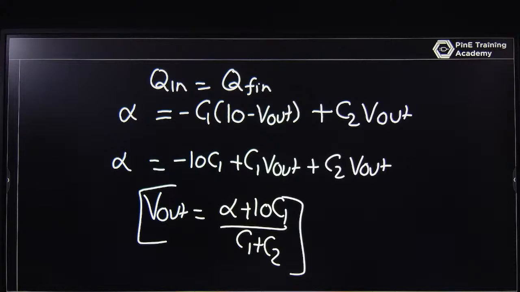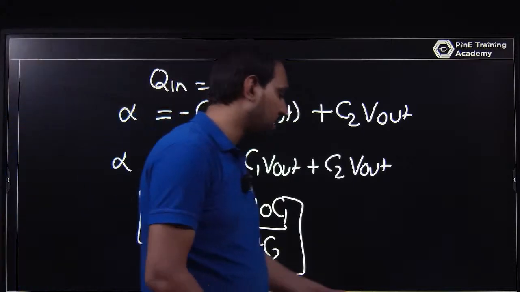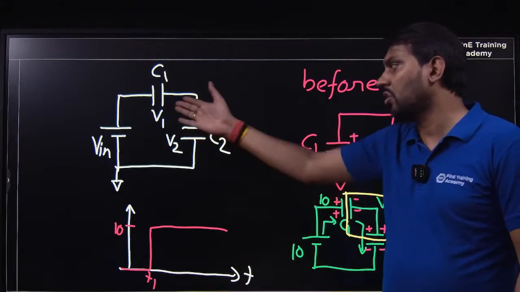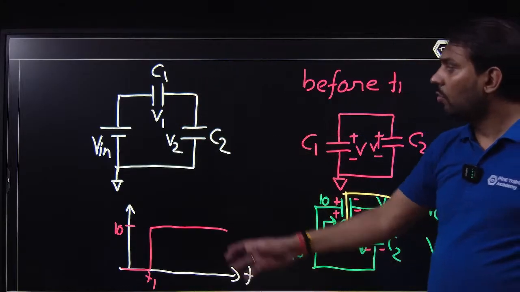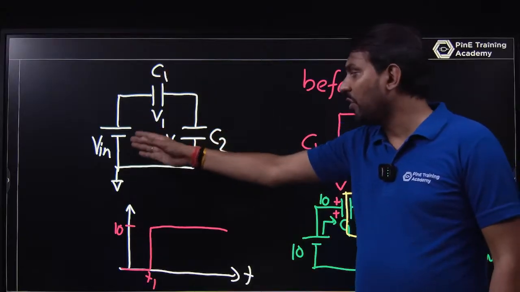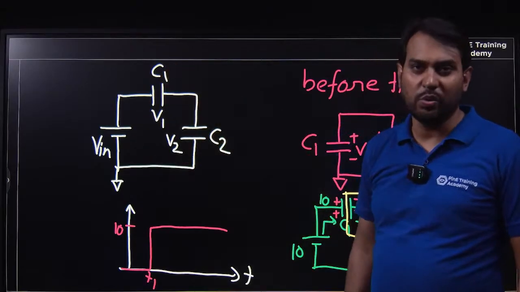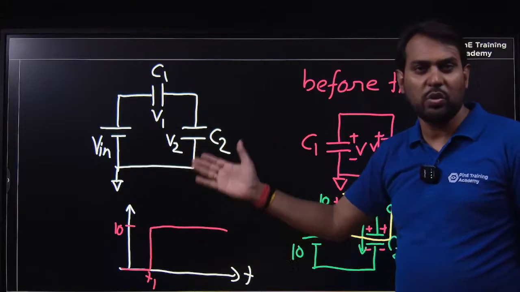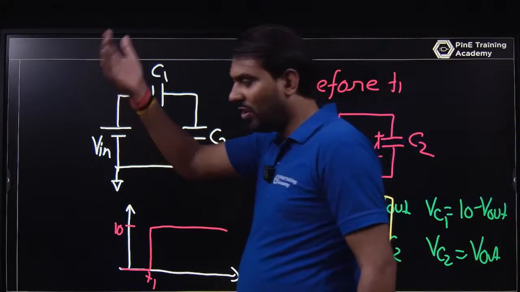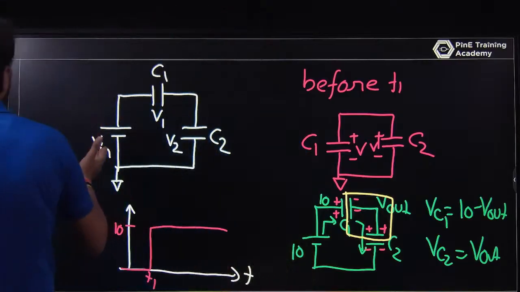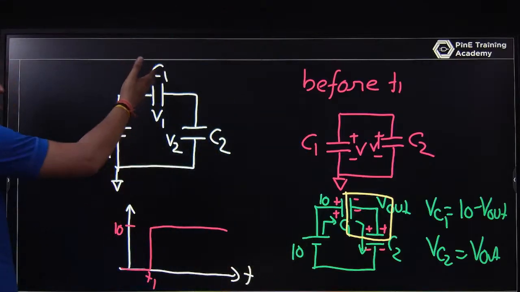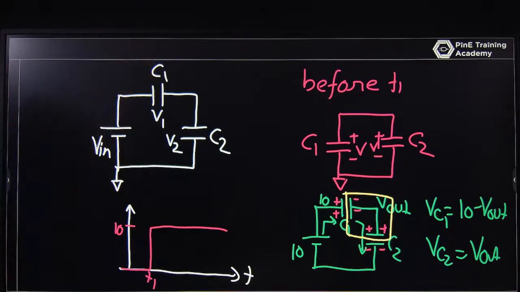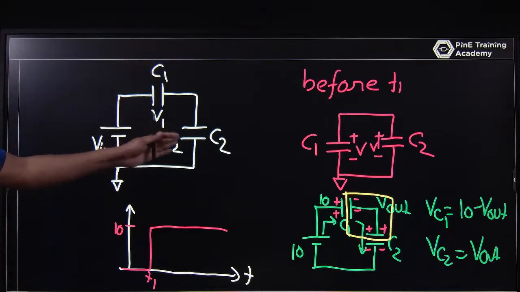As you know, this capacitor does not have any voltage initially. So what is the voltage of the C1? That is V in into C2 upon C1 plus C2. What is the voltage of the C2? V in into C1 upon C1 plus C2. We know that the impedance of a capacitor is 1 upon SC. That's why this is V in into Z1 upon Z1 plus Z2, and Z1 is 1 upon SC. So this is V in into C2 upon C1 plus C2. This is your voltage V1 and this is voltage V2.